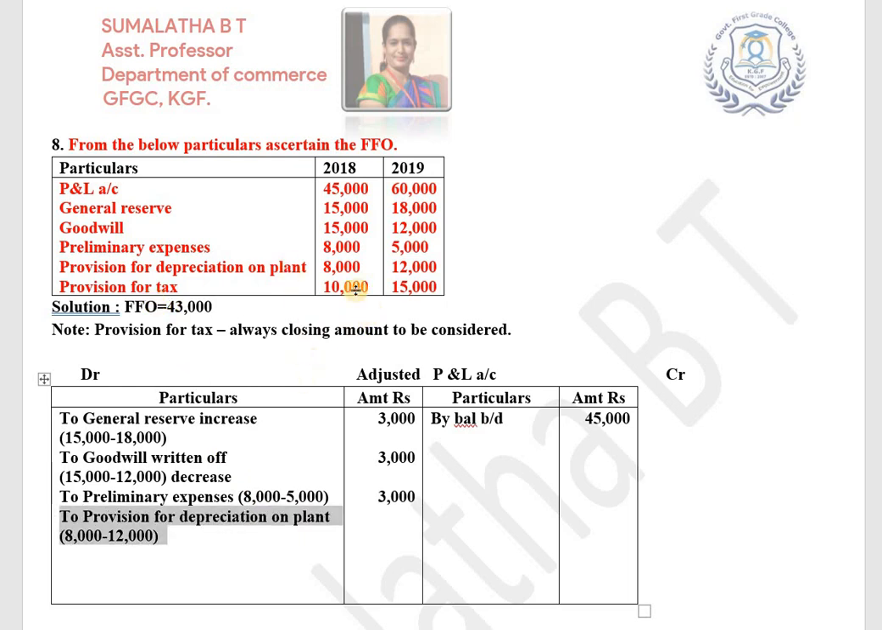And provision for depreciation of plant, again this time provision, obviously year by year depreciation keeps increasing. How much is it? 4,000 has been increased. Depreciation again is increased with 4,000. And next, provision for taxation.